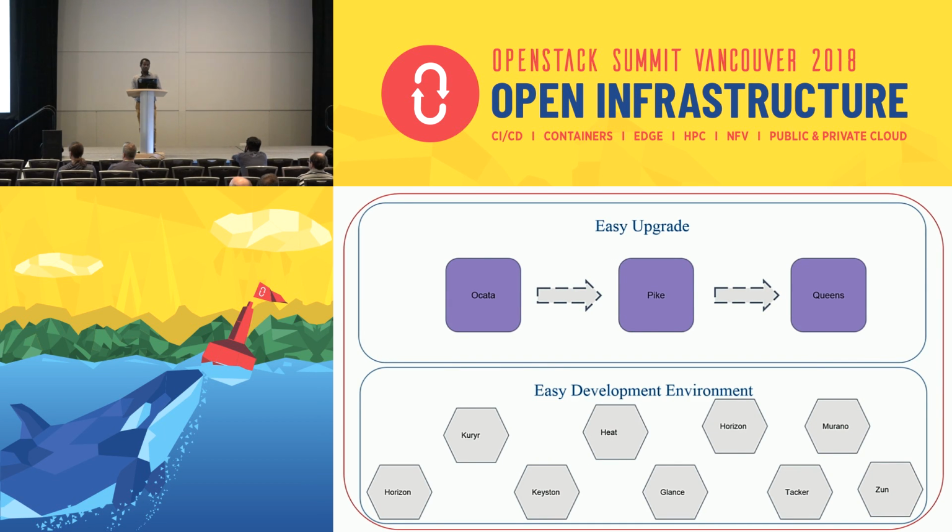Easy upgrade: you can easily upgrade from Ocata, Pike, and Queens once you use Kolla and Kolla Ansible. So that's quite useful for deployment too. And we can create an easy development environment.